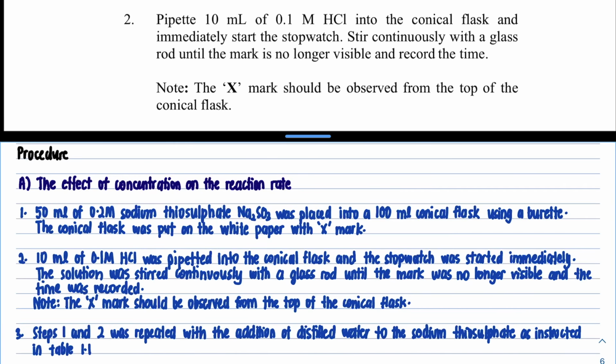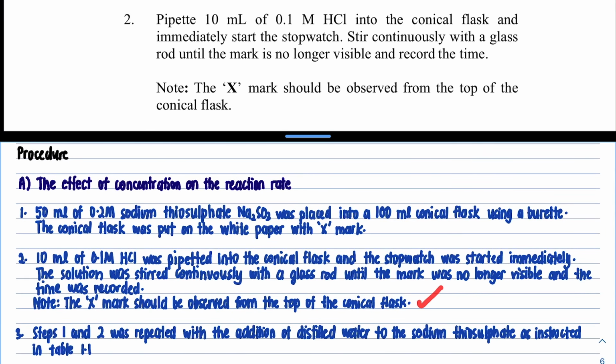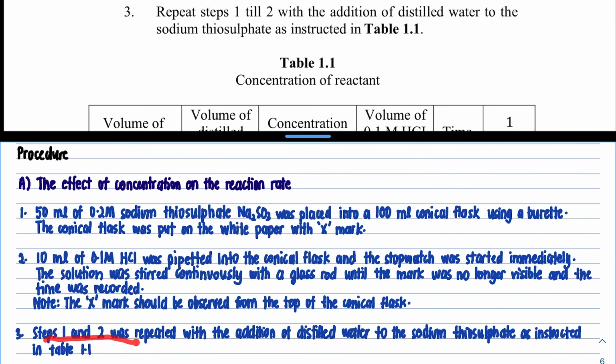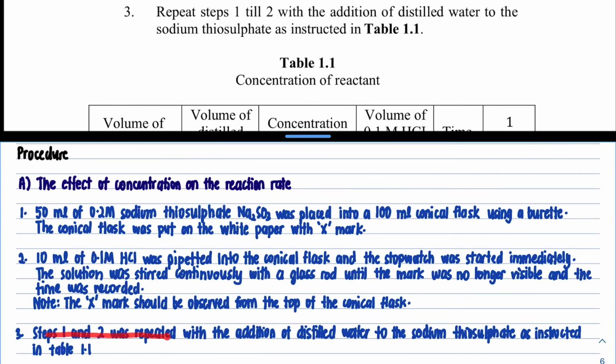For the note here, you have to include it as well in the lab report. But here, I didn't change anything. For the note, I'm just going to copy paste from my lab manual. Number 3: repeat steps 1 till 2 with the addition of distilled water to the sodium thiosulfate as instructed in table 1.1. So here I changed the repeat steps 1 till 2 into: steps 1 and 2 were repeated.